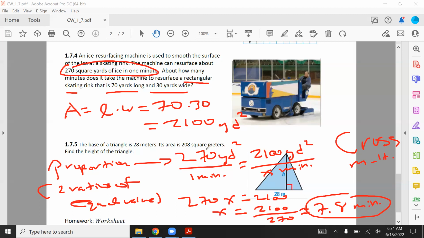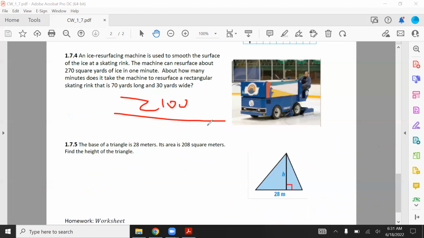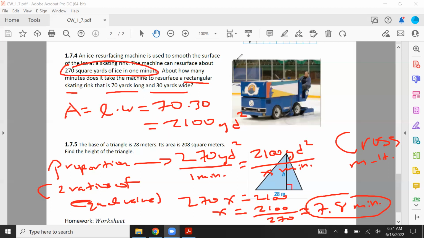But that's a proportion. So 270 over 1 equals, because clearly it's got to take longer to do 2100. 2100 is more than 270. Or you could have just done 2100 divided by 270. Same thing. But I want to show you a proportion like I had right here.